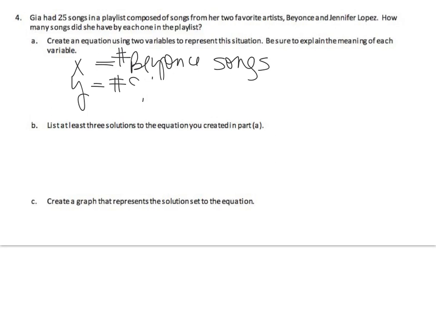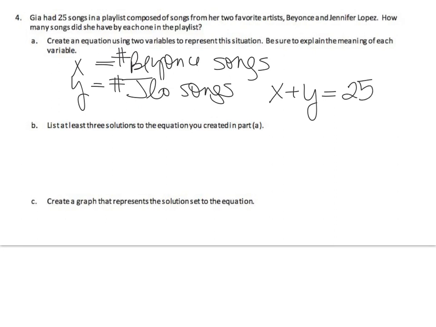Sorry, let's fix that. My equation is actually the same as the previous slide, isn't it? x plus y equals 25. At least it lists three solutions that you created in part A. I can say see the previous sheet.